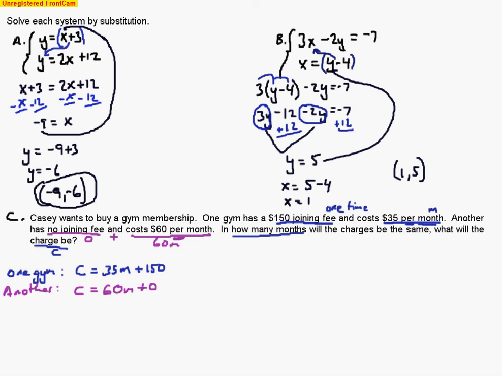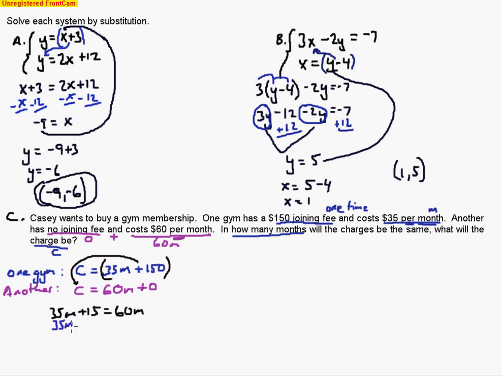Just take that expression that one gym is and put it in for the other gym. And let's see what we've got. So let's rewrite our equation. And it's going to be 35M plus 150 equals 60M. So you go ahead and do some opposite operations here, and we'll just subtract that 35 from both sides.